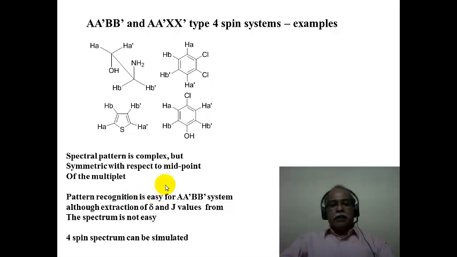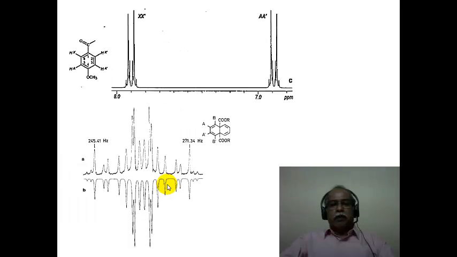Here is an example of a spectrum from the 4,4 prime dimethoxy benzyl system, simulated using a computer program. It corresponds to the connectivity over here being the same on the other side also. So it is a benzyl derivative, a 4,4 prime dimethoxy benzyl, and the ring hydrogens constitute an AA prime XX prime kind of a system.